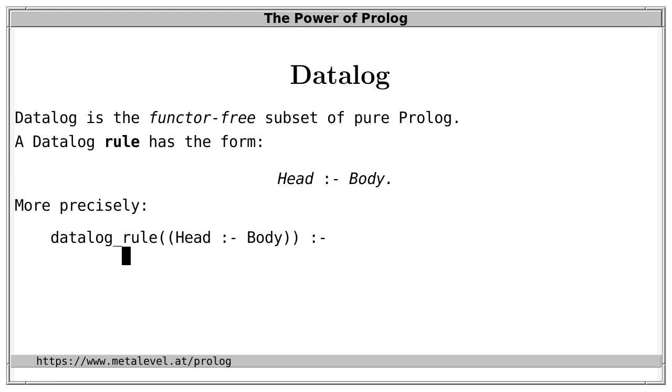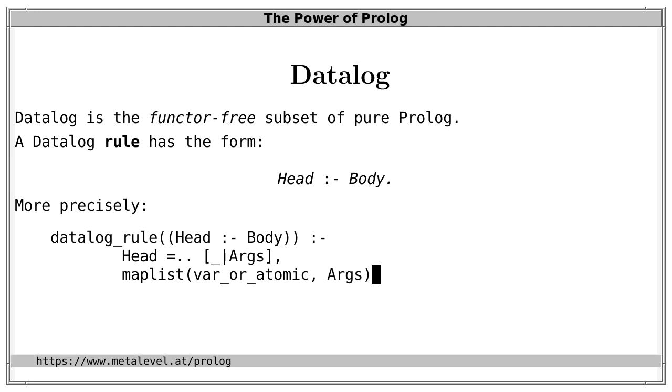Now, what must hold about head and body? Well, there must not be any compound terms in arguments. So starting with the head, if args are the arguments of head, then something must hold for each of these arguments. Namely, each argument must not be a compound term. Or in other words, each argument must either be a variable or an atomic term. Let's call this property var_or_atomic. And it must hold for all arguments of the head.